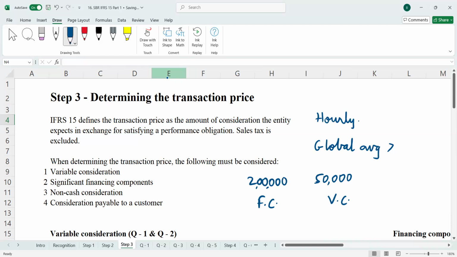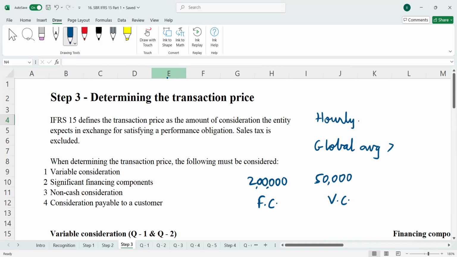What does the standard say over here? The entity needs to make a judgment regarding whether it has achieved such variable compensation in the past. If yes, then include the variable compensation also today in your transaction price. If no, then what you need to do is recognize this revenue as and when it is received. 2 lakh you will be considering.